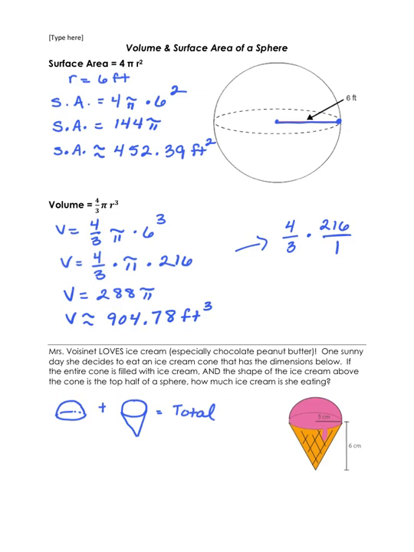If that was a full sphere, the volume would equal 4/3 times pi times my radius, which is 3 cubed. But I only need half of it. So I'm also going to multiply all of that by 1/2. The volume of my cone is found by taking 1/3 times pi times the radius squared times the height of my cone, which is 6.